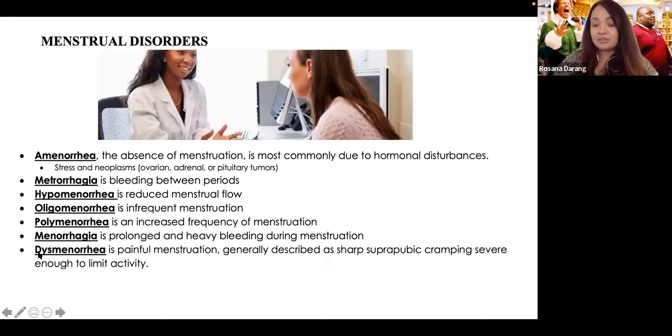Dysmenorrhea, you have the prefix dys, which means bad or abnormal or difficult. So in layman's terms, we just say cramping, right?